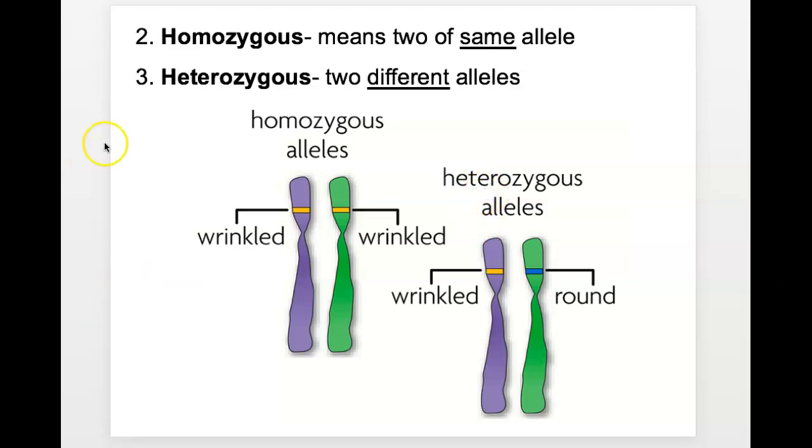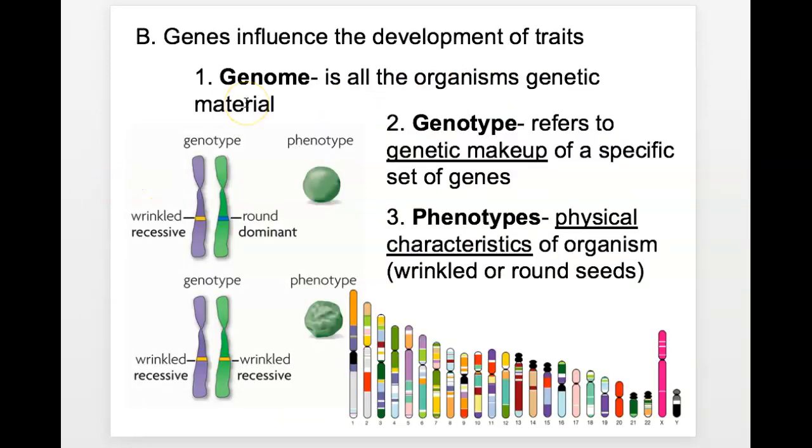So we go on to make sure that we understand these terms. Homozygous means two of the same allele. Heterozygous, two different alleles. The same picture that was on the last page. Genes influence the development of the traits, right? So here's a new word, a genome. A genome is all of the organism's genetic material.